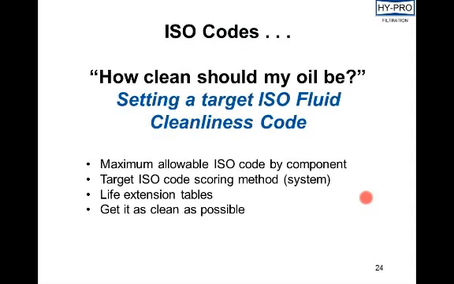Another method for setting a target is to use a 7 to 8 step scoring process of how critical is this application. Is it a safety issue? Is there high pressure involved? Is it critical to my operation? And a few other key characteristics that we want to know about. And then by using that scoring method, then we will arrive at a recommended ISO code.